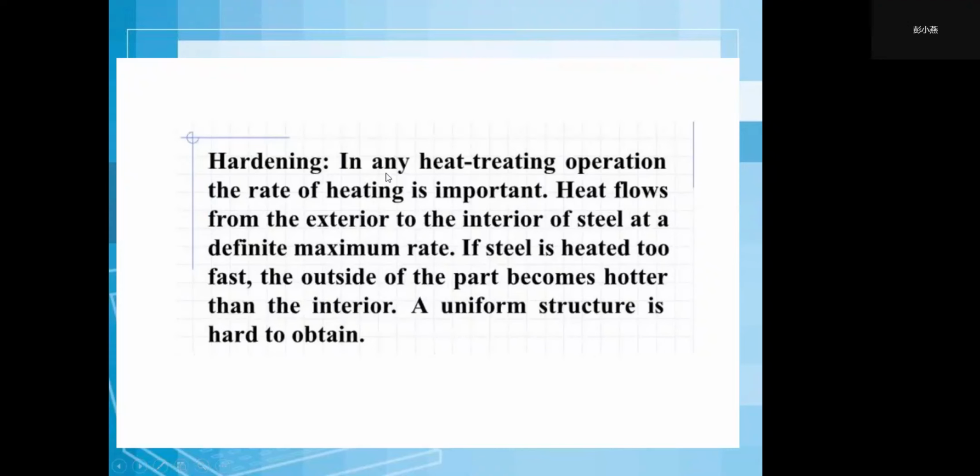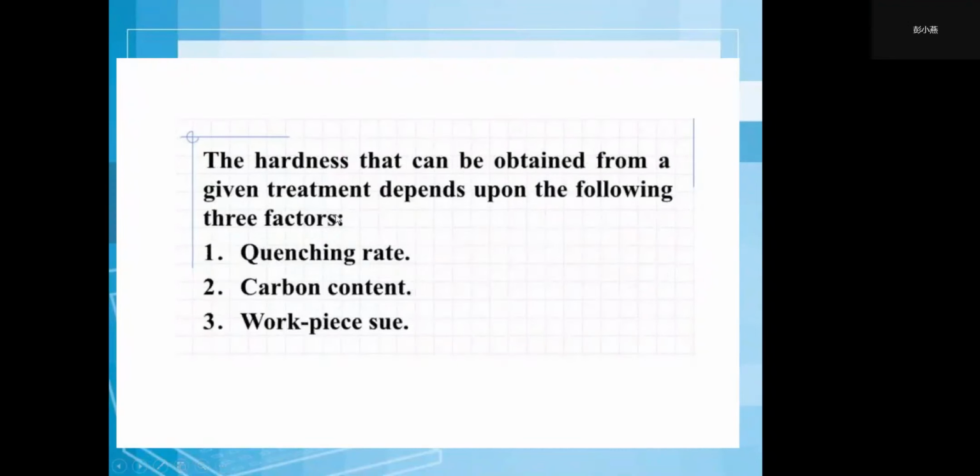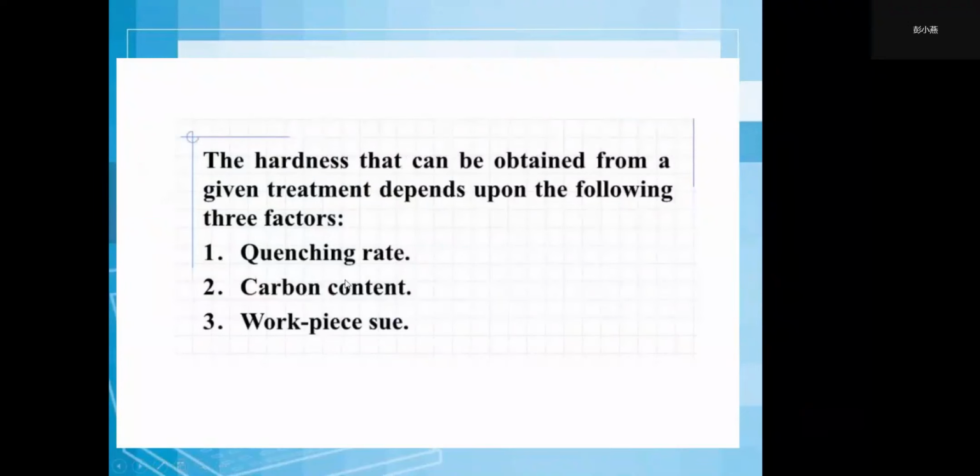And hardening. In any heat treatment operation, the rate of heating is important, and heat flows from the exterior to the interior of steel at the defined maximum rate. If steel is heated too fast, the outside of the part becomes hotter than the inner. A uniform structure is hard to obtain, and the hardness that can be obtained from the given treatment depends upon the following three factors: quenching rate, carbon content, and workpiece shape.